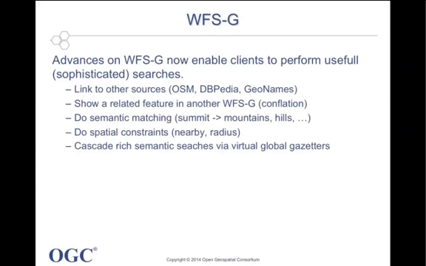So as a conclusion for the WFSG, we're able to show that we're able to link to other sources, crowdsourced data, like OpenStreetMap, DBpedia, GeoNames, show that we're able to conflate and show the relation and provide a score if we have data from different sources for a region that do not totally overlap. We're able to do some semantic matching that allow to do better queries, in particular when we have global gazetteer searches. We're able to do sophisticated spatial constraints like nearby and radius, and we're able to cascade these rich semantic searches via virtual global gazetteers.